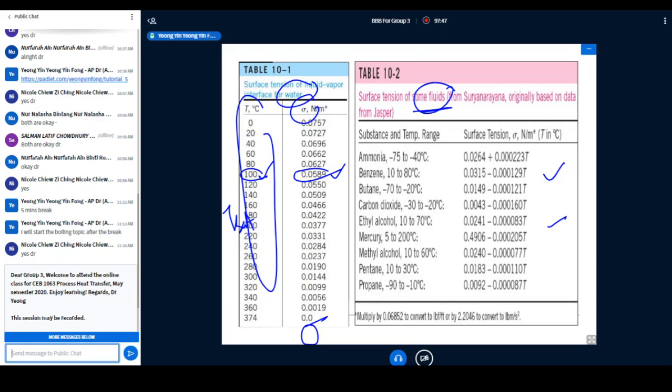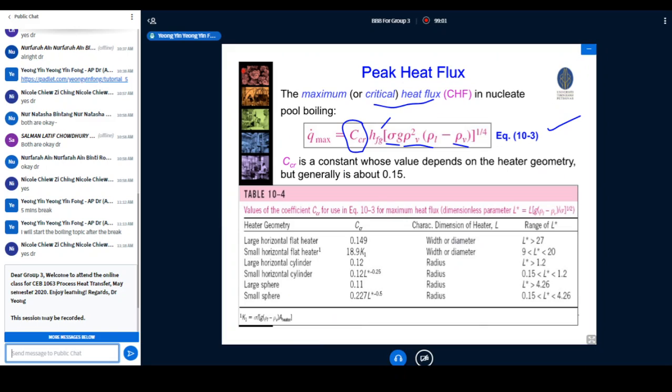But under heat flux, peak heat flux, or critical heat flux, they are the same. Sometimes the question will say critical heat flux, and sometimes it will call it maximum heat flux, or peak heat flux. They are the same. So right now you need to know how to get the CCR. CCR is a constant whereby the value depends on the heater geometry. Still the heater again.